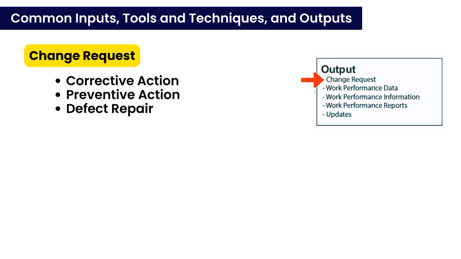So what are corrective actions? Corrective actions are the steps taken to bring the project back on track when it deviates from the plan. Whereas preventive action deals with the measures put in place to ensure the project stays on track and avoids future issues. Defect repair deals with the actions to fix problems in the project, such as replacing a faulty component. Example, a malfunctioning network switch in a network upgrade.